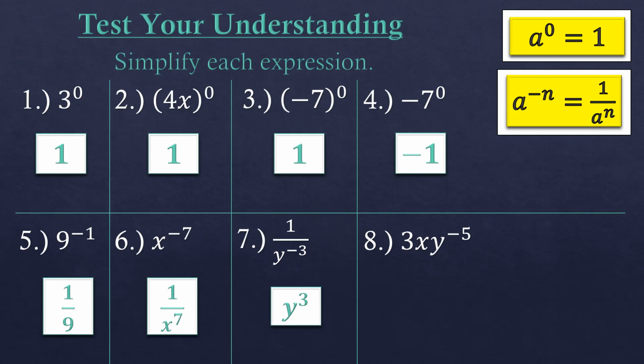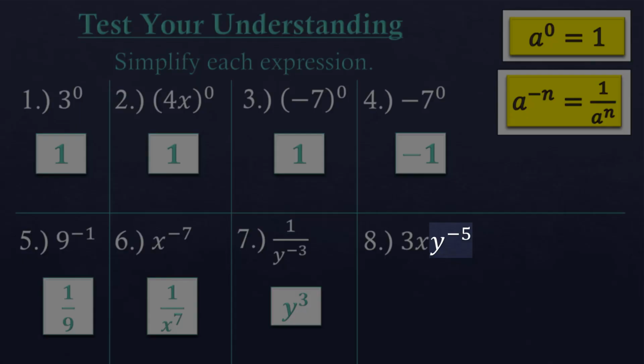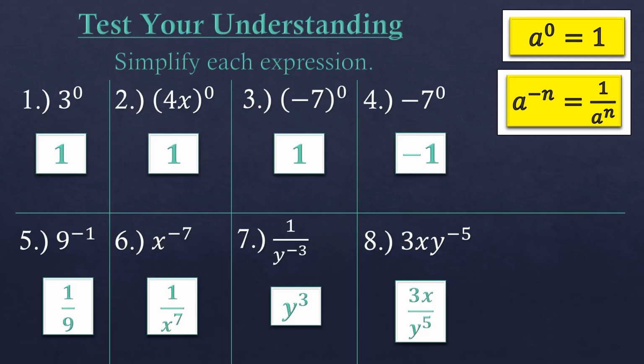Finally, we look at number 8, 3xy to the -5th. It's important to think about your base. The only part of the problem that is being raised to the -5th power is the y, so that is the only part that we take the reciprocal of. The 3 and the x will stay in the numerator, whereas the y to the -5th, we need to find the reciprocal of y to the 5th, so that gets written down in the denominator.